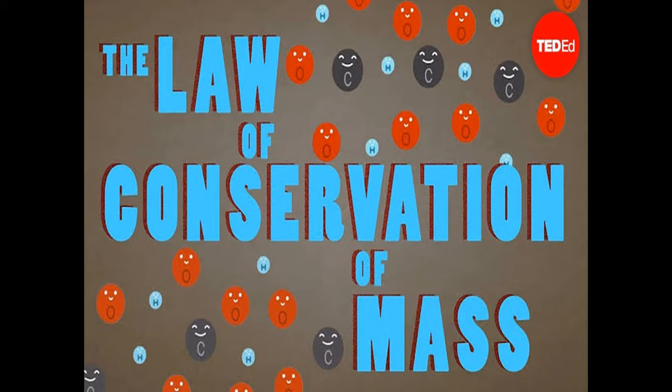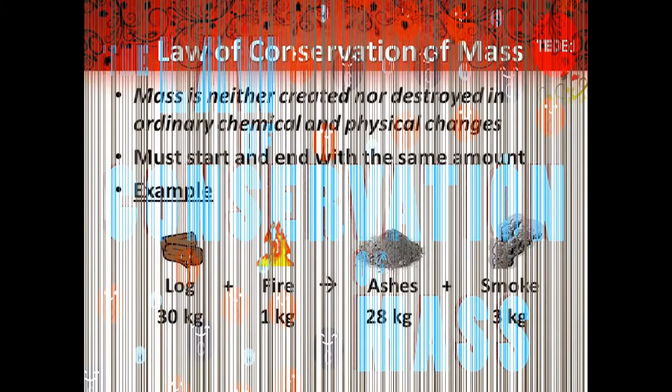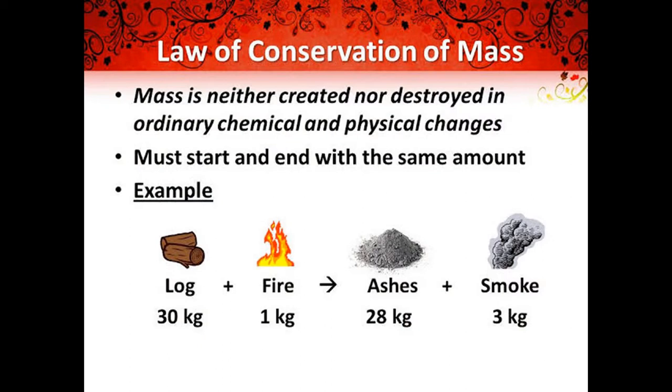Today let's complete lesson 2 in chapter 18, the law of conservation of mass. What's meant by these words, law of conservation of mass? For example, if I get a piece of wood or log, then its mass equals 30 kilograms. Then I will get a fire which is about 1 kilogram.